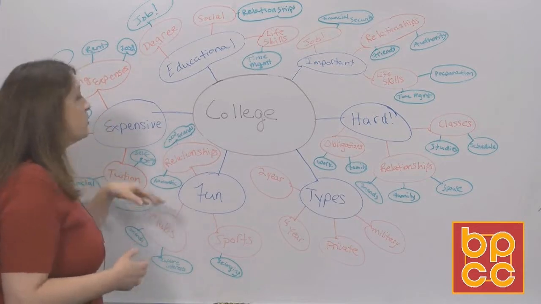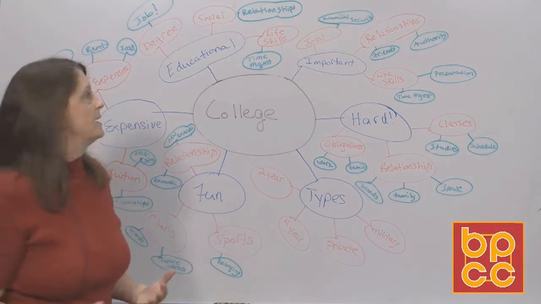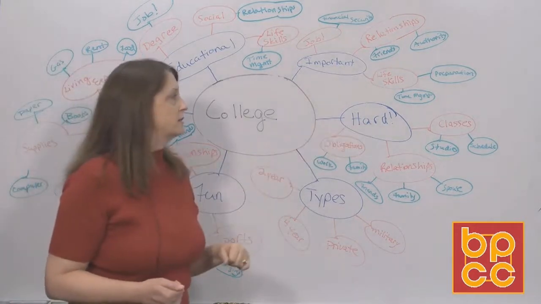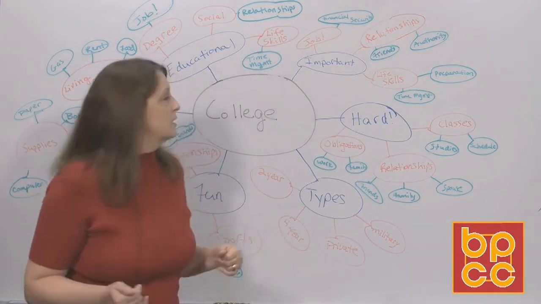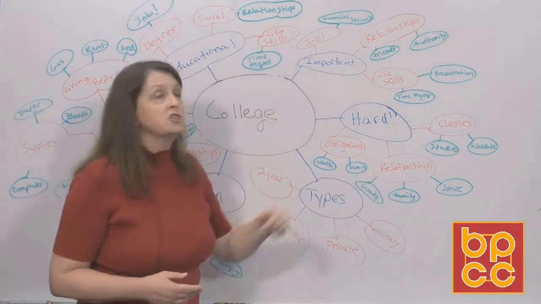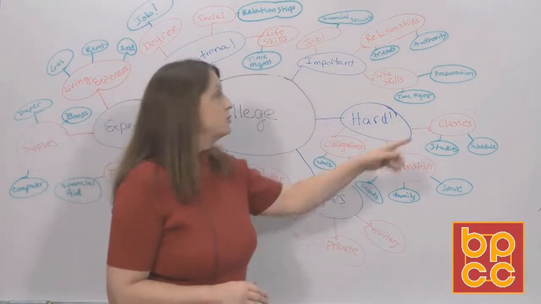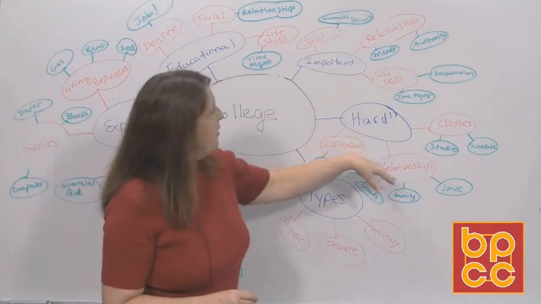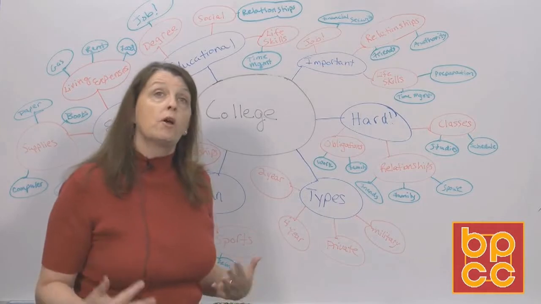Well, then I took those ideas and I came up with other ideas. For example, let's take the idea that college is hard. Okay, what makes college hard? Well, your obligations, for one, make it hard. Your relationships can make college hard, and your classes can certainly make college hard. So as I'm thinking about those things, I came up with some more ideas.